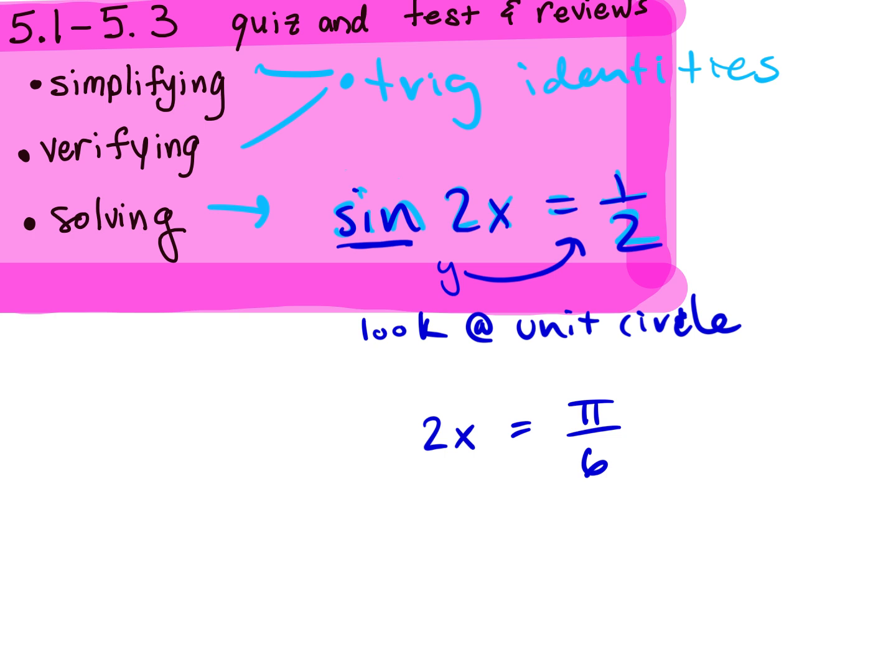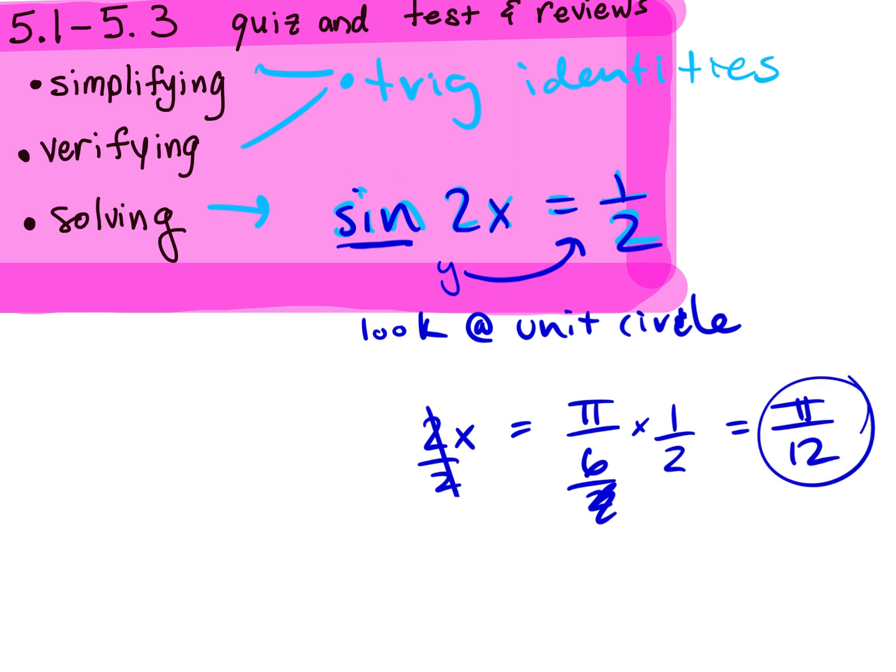We'd set 2x equal to pi over 6. What would we do next to solve? Divide by 2. So we'd divide both sides by 2. Here we'd have to change flips. We'd multiply by 1/2. So this would be pi over 12. This would be one of our answers. I don't have the unit circle in front of me to find the other one, but this would be an answer.